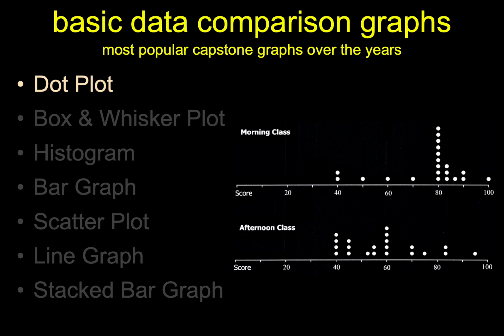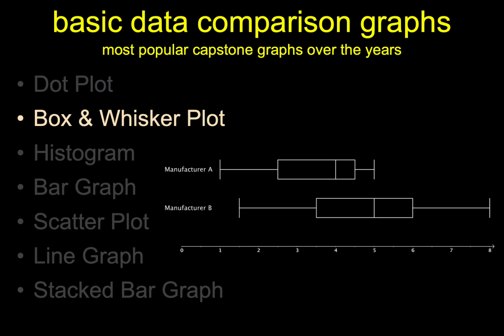So let's talk about a dot plot. A dot plot is essentially taking those observations and plotting each one on top of another, right? So in this case, in the morning class, the score had 1, 2, 3, 4, 5, 6, 7, 8, 9, 10 people scored an 80, for example. So that's one way of doing it. Now, I could have just done it with a bar, but this is also a way of actually showing it.